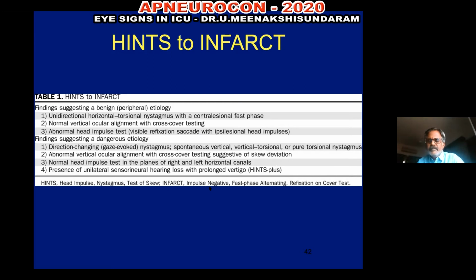INFARCT is impulse negative, fast phase alternating. Fast phase alternates, side changing, and there is refixation on cover test. So this is called INFARCT. So HINTS to INFARCT. So there's the next acronym that is COMMENT.